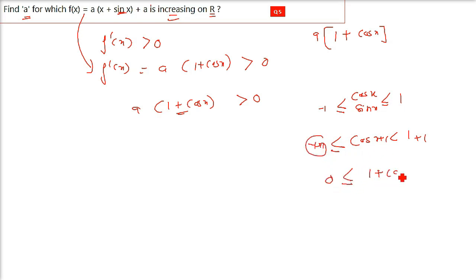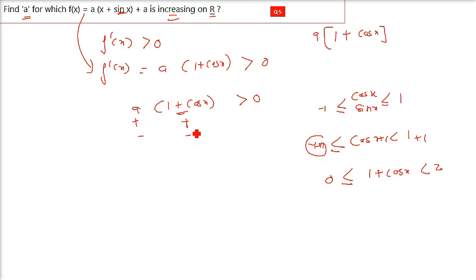The left hand side will be 0. The right hand side is going to be 2. So 1 plus cos x is now between 0 and 2. Do you think 0 and 2 in between is a positive? Yes, it is. And any negative value cannot be between 0 and 2. So 1 plus cos x is positive, so A has to be positive.